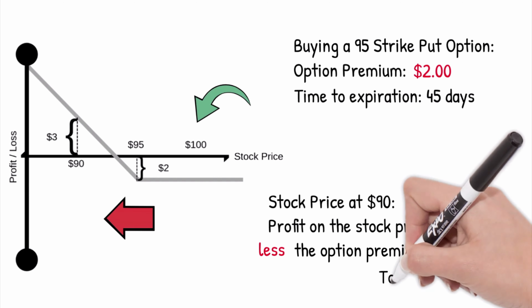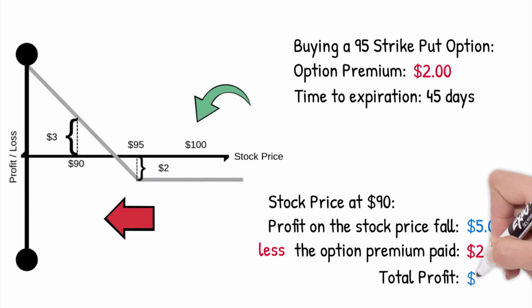Remember, we need to deduct the option premium of $2 from the $5 profit from the fall in the stock price, as this is kept by the option seller. On the other hand, the person that sold you the put will be obligated to buy the stock at 95 at a loss of $3 per share. If the stock never falls below $95 by the expiration date, the put expires worthless, the put buyer is out $2, and the put seller keeps the option premium.